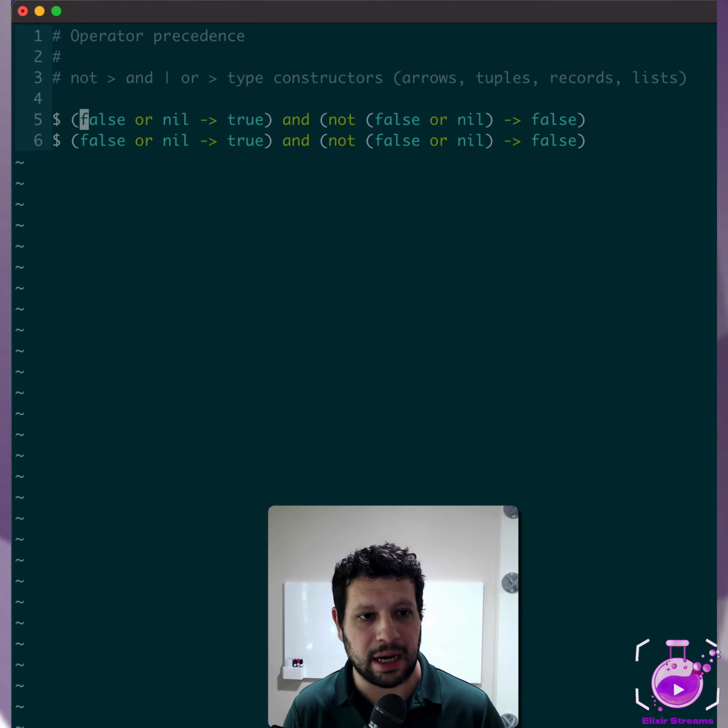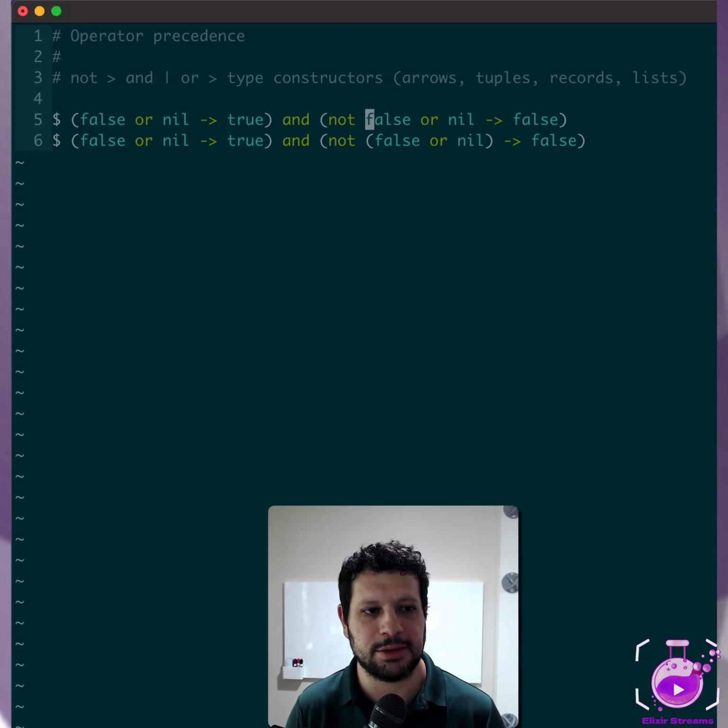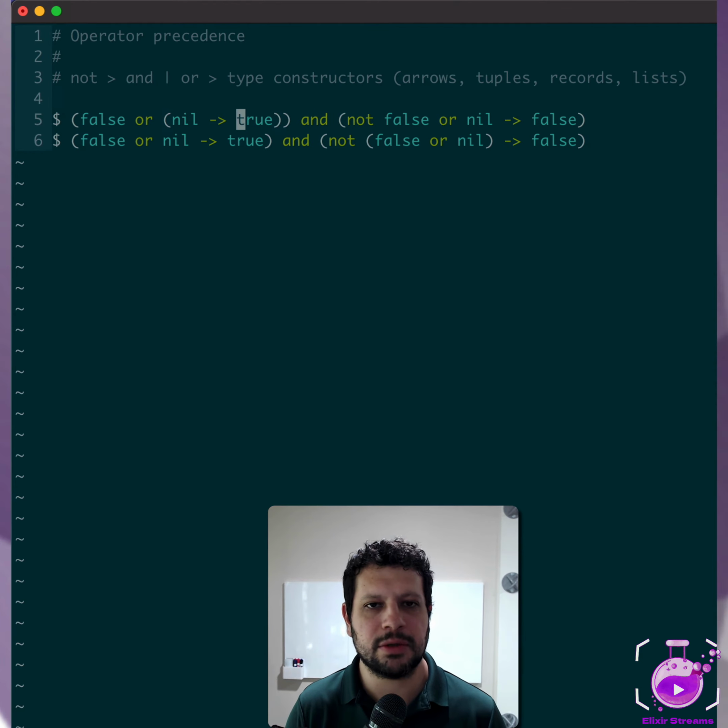I'm going to go ahead and copy this, and let's remove that parentheses just so we can analyze this. Are these two type signatures the same? And the answer is no. But let's analyze why that is. Okay, let's first analyze this first part. What is this saying? Well, we have or and an arrow, right? Is this saying that it's either false or nil and then it returns true? Or is this saying false or a function that takes nil and then returns true, right? That's the question we're trying to answer.